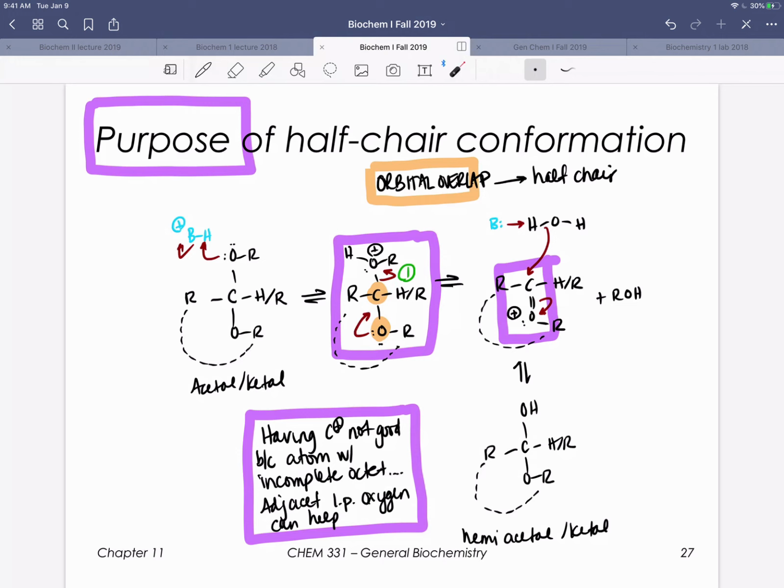So we have to adopt this half chair conformer to allow these two atoms to have their orbitals overlap to form this pi bond. Again, we don't see carbocations with incomplete octets, so we don't just have this leave. We use this adjacent lone pair of electrons to help push that out, and in doing so, we also avoid a carbocation intermediate, and we have an intermediate that is stabilized by these adjacent lone pair of electrons forming that pi bond.